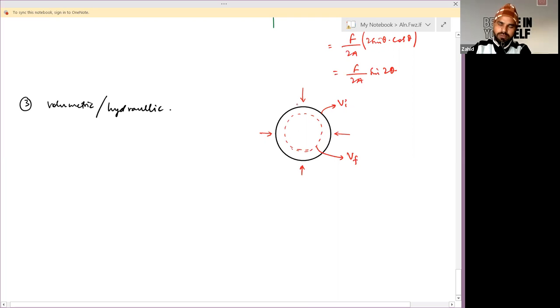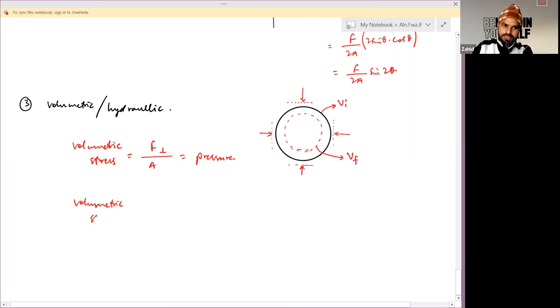And this force is normal to this particular surface. So force per unit area, when it is normal to the surface, is also called pressure. So first is volumetric stress: force perpendicular by area of cross section, which is also called pressure. Next, the corresponding change in volume is called volumetric strain, which is change in volume by initial volume. As you see, final volume is smaller than initial volume, so V final minus V initial will be negative. So there will be a negative sign at this point.